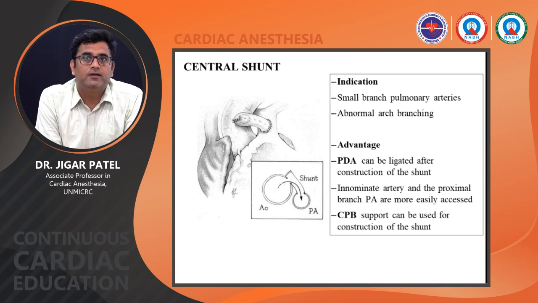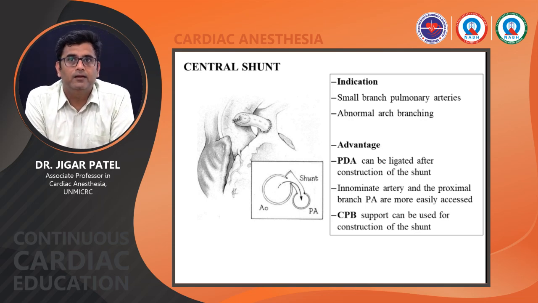The advantage of central shunt is that the PDA can be ligated after construction of the shunt, and the innominate artery and proximal branch pulmonary artery are more easily accessed. And if required, CPB support can be used for construction of the shunt.